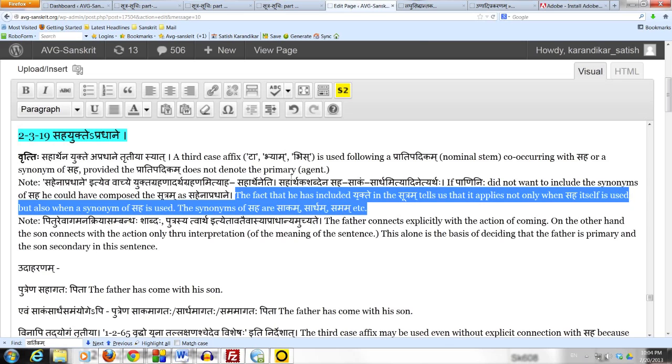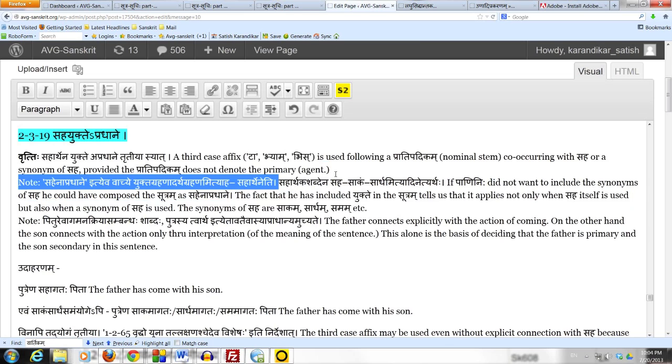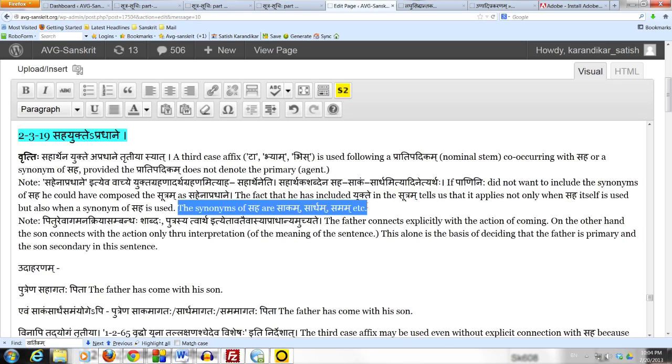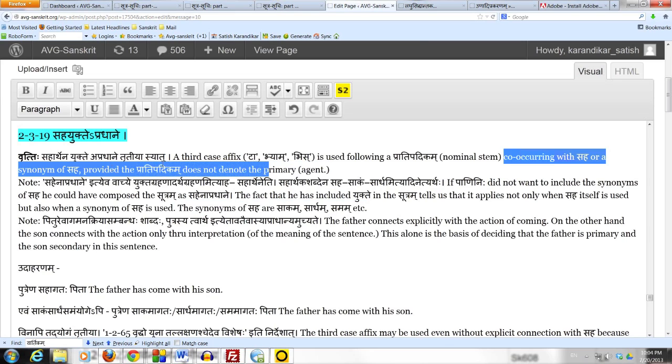And which are those synonyms? Saharthaka shabdena saha sakam sardham ityadina ityarthaha. Synonyms of saha are sakam, sardham, samam, etc. So this sutram 2.3.19 applies not just when saha is used, but also when a synonym of saha is used.